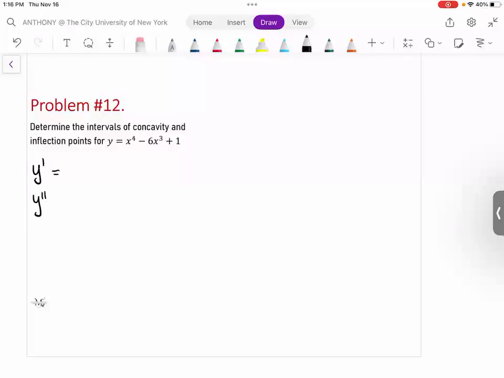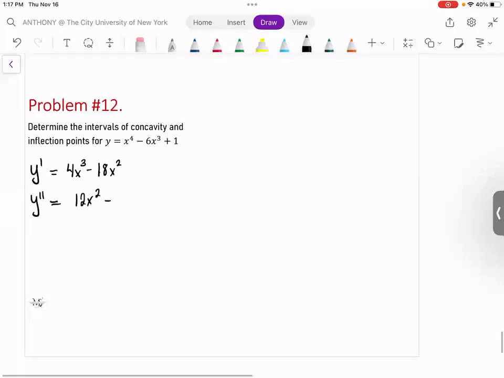The first derivative for this equation will be 4x to the third minus 18x squared plus 0, and you can just leave that plus 0 alone. Then you get your second derivative. So our second derivative here will be 12x squared minus 36x. Okay, so we got our two derivatives.